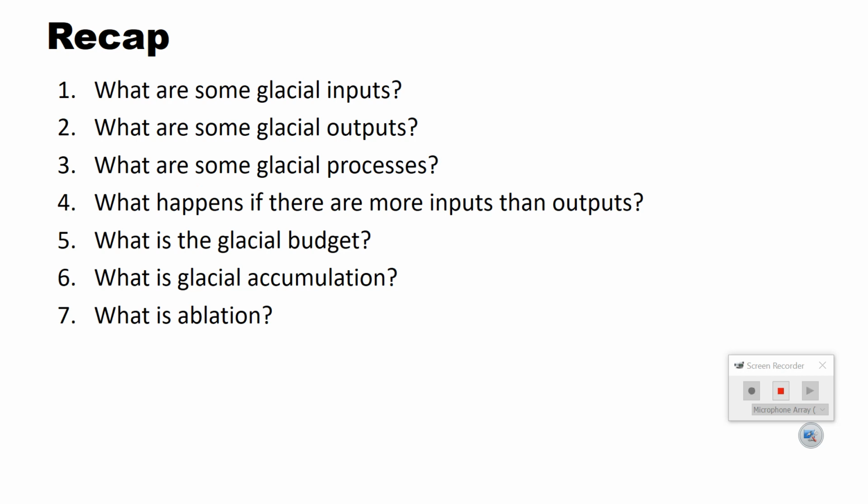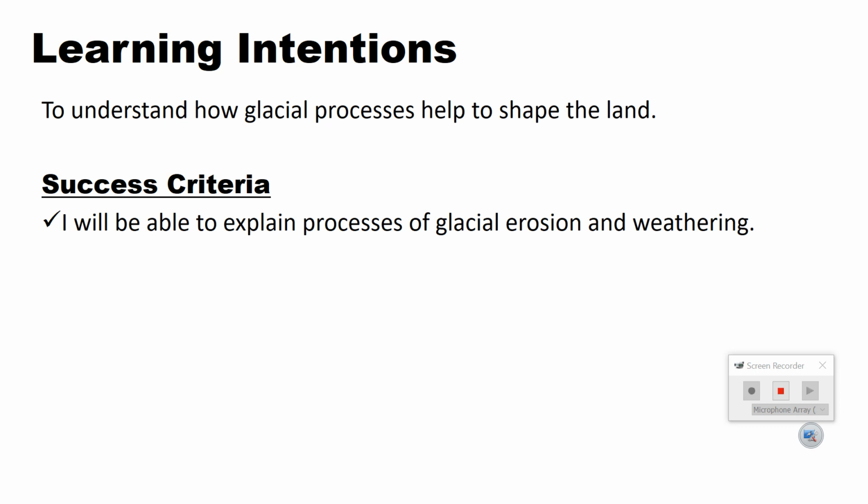Okay, so 7 little questions, and you can try and submit those on Google Classroom once you finish the rest of your work, either as a photo of your work or as a Google Doc. So learning intentions today: to understand how glacial processes shape our land. And there's 2 main processes in glaciation: features of erosion and 1 main process of weathering, and you should be able to explain those by the end of today.